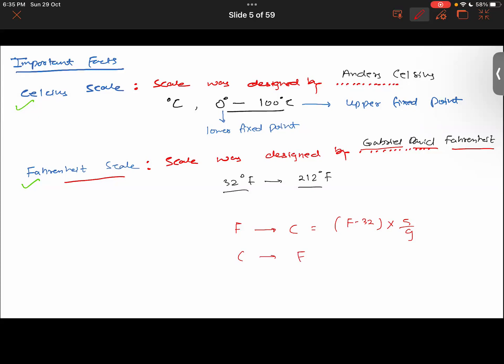Celsius to Fahrenheit is C into 9 upon 5 plus 32. Very good. Plus 32, that is the formula which we need to be using.